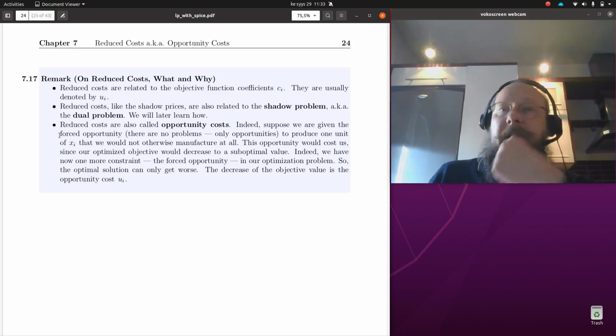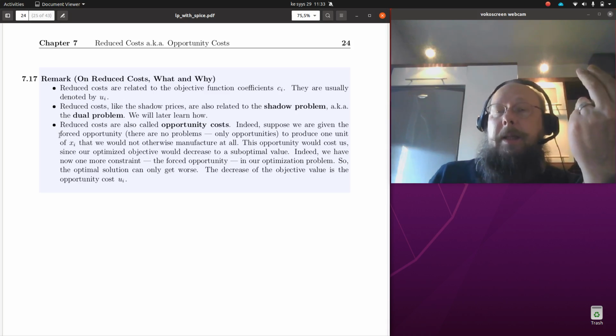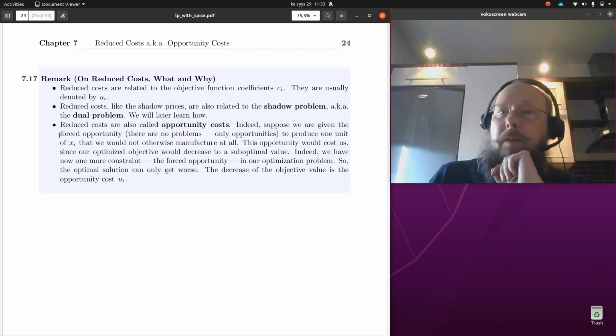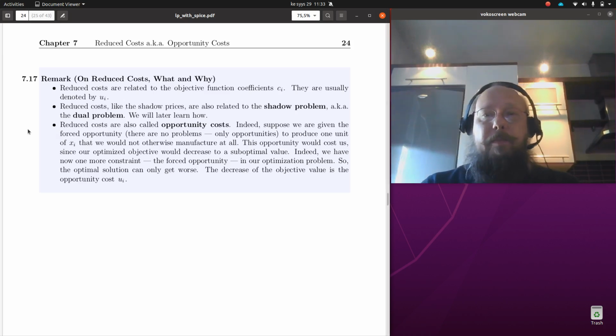And indeed, one way of thinking of it is that in the LP we have an additional constraint, the forced opportunity. The optimal solution is going to get worse, and then the question is, how much worse will it get? And yes, you guessed it, I hope, the decrease in the objective value is the opportunity cost Ui associated with the decision variable xi.